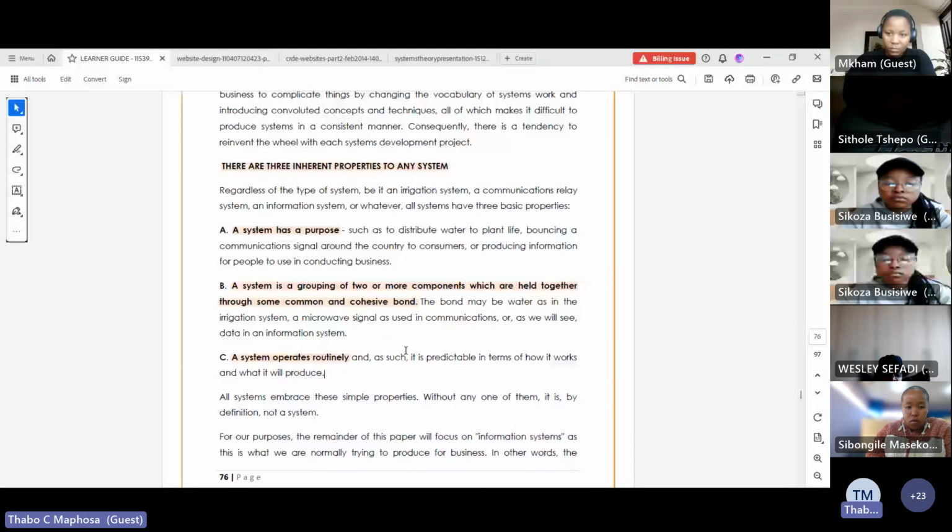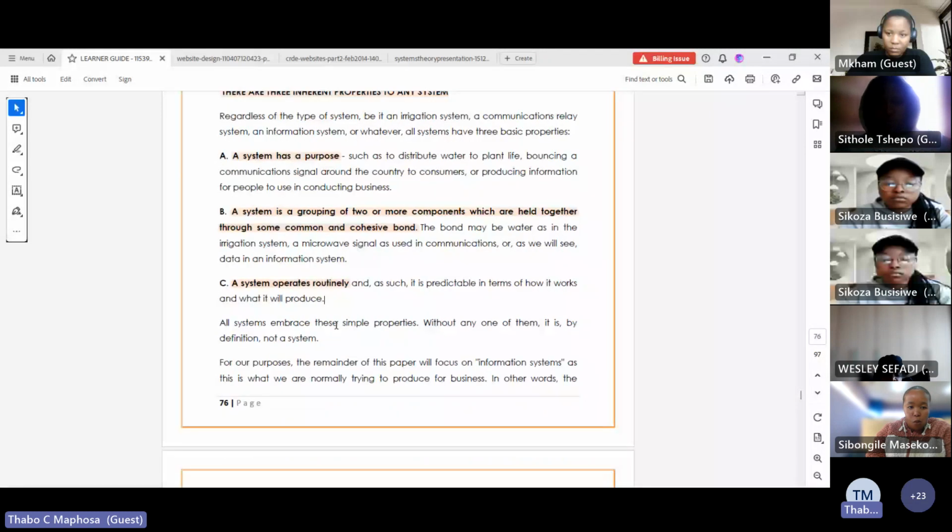Now, all systems embrace all these simple properties, and without any one of these, it is by definition not a system.